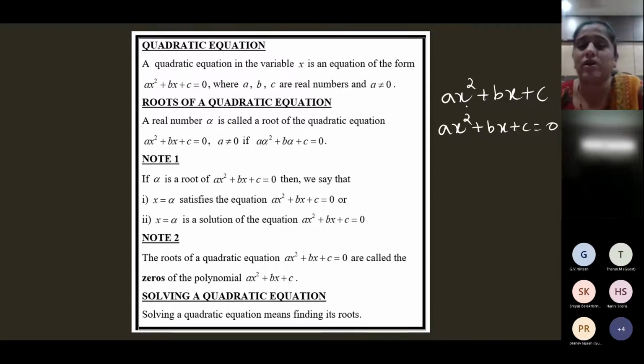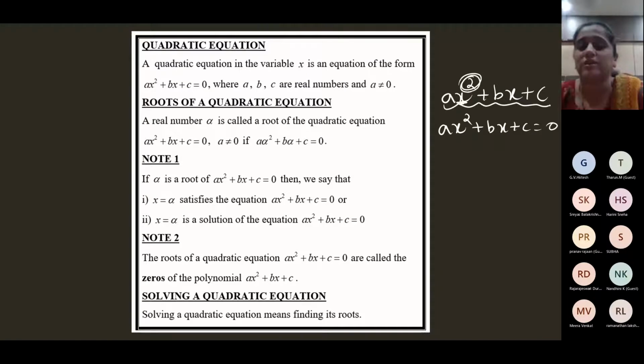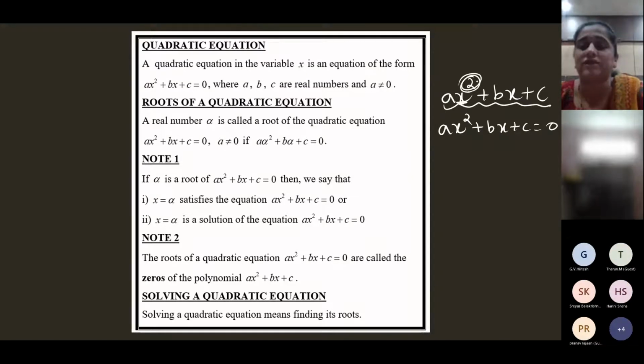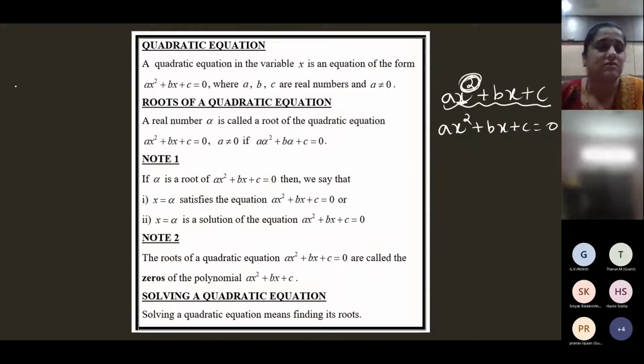Now, why is this a quadratic polynomial in one variable x? Because the degree, the highest power of x, is 2. And hence this polynomial is quadratic in one variable x. Ax squared plus bx plus c is the standard form of a quadratic polynomial in one variable x. And why is it quadratic? Because the highest power of x is 2. And when you equate this quadratic polynomial to 0, it's called a quadratic equation.